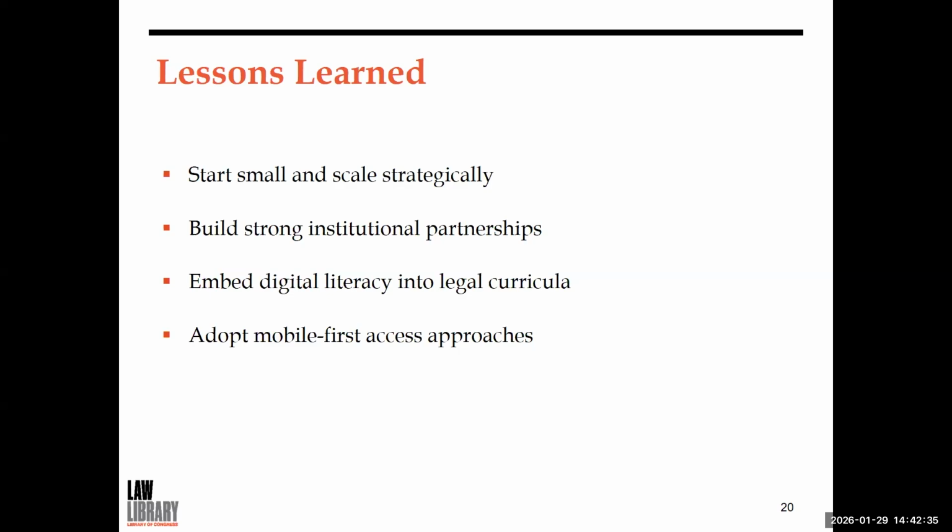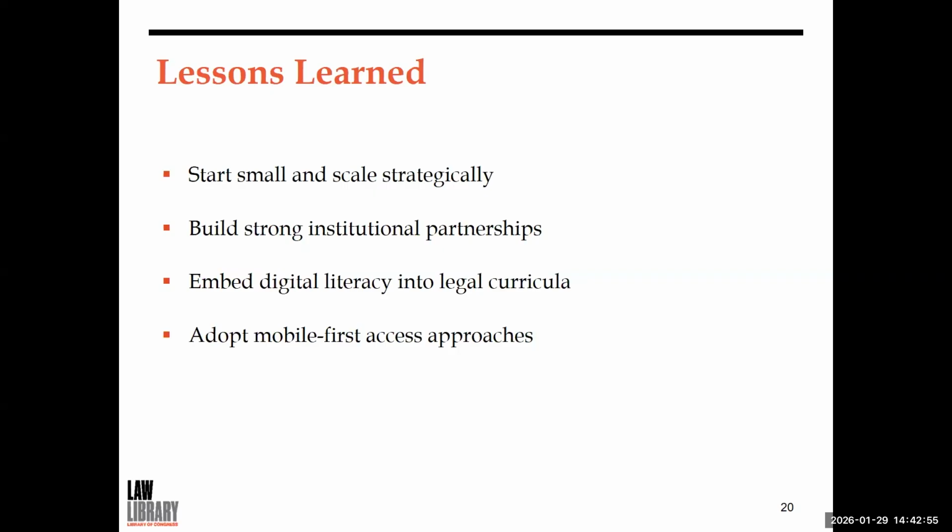Build strong institutional partnerships locally and internationally. Especially in legal information, you cannot just rely on one source of information. You need to compare, even as libraries who are the source providers of that.